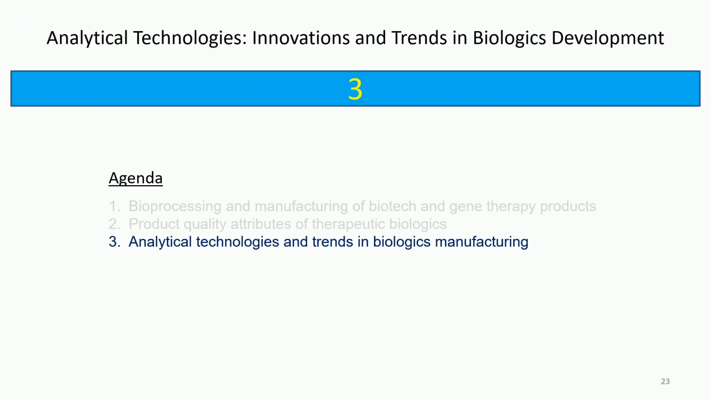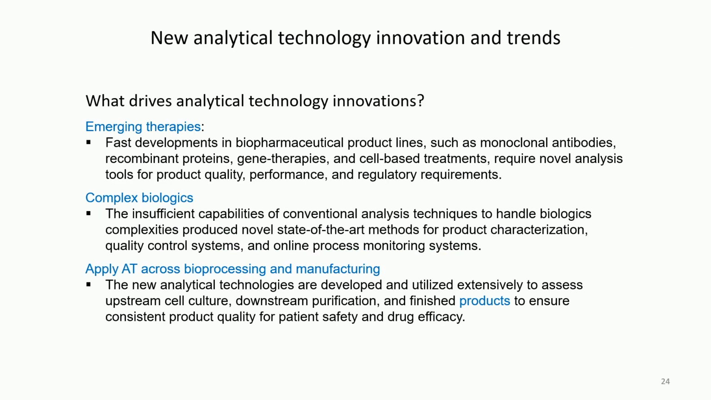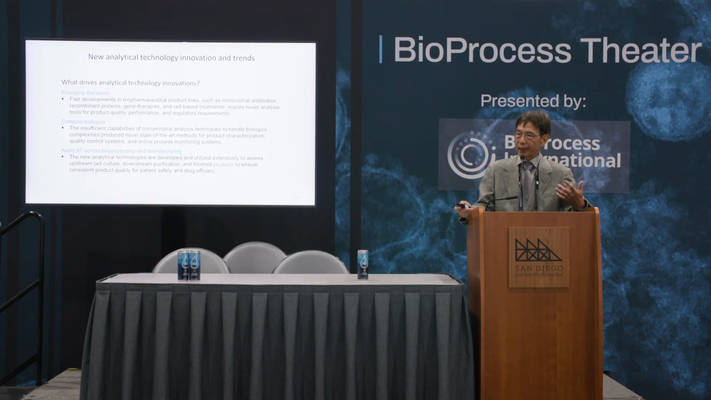Okay, we come to the main part of this talk. We want to update the analytical technology and the trend in biological manufacturing. So why do we need the new analytical technology? Because of emerging therapy: when you get into cell therapy or gene therapy, you have new modality. So you need characterization to characterize all this complex biologic. And the bottom line is to apply analytical technology to bioprocess, number 1, and number 2 is to manufacture the final drug substance and drug product.